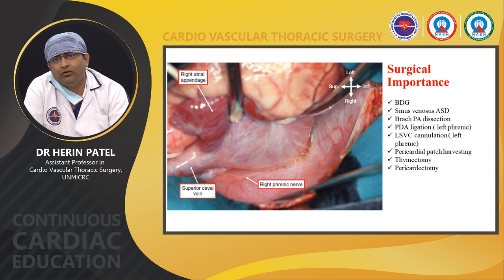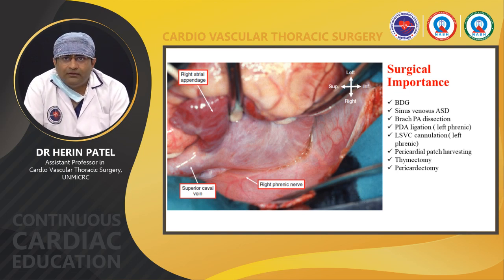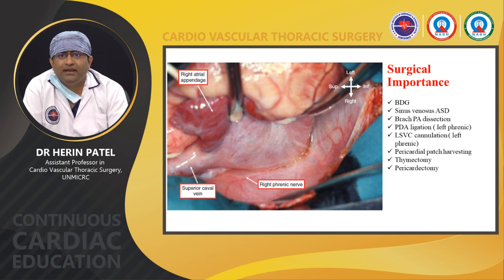In PDA ligation from thoracotomy, the phrenic nerve may get injured. Left superior vena cava cannulation, pericardial patch harvesting, thymectomy and pericardiectomy may also injure the phrenic nerve.